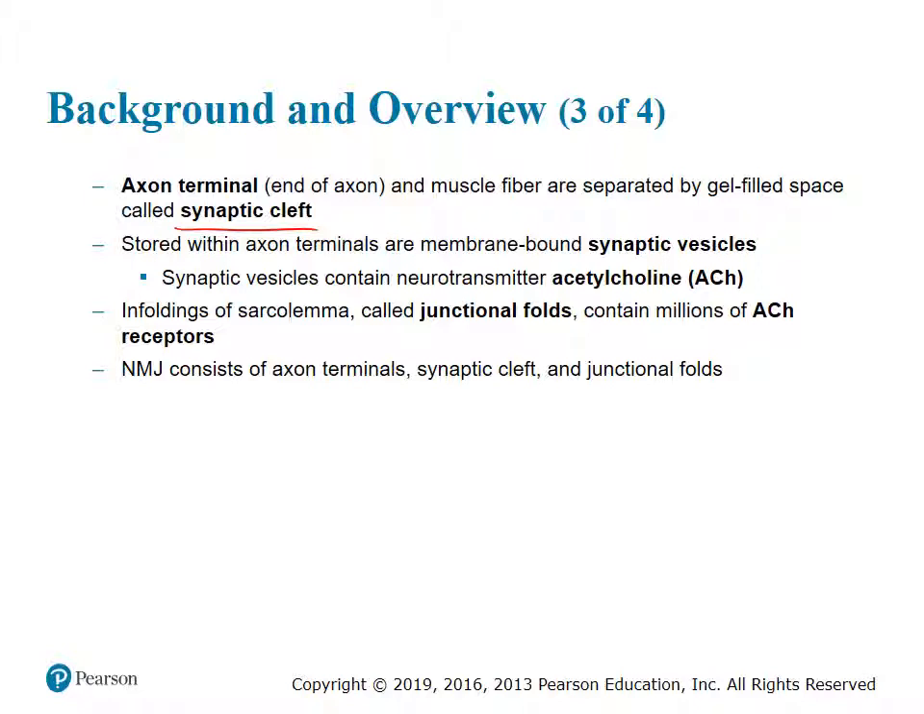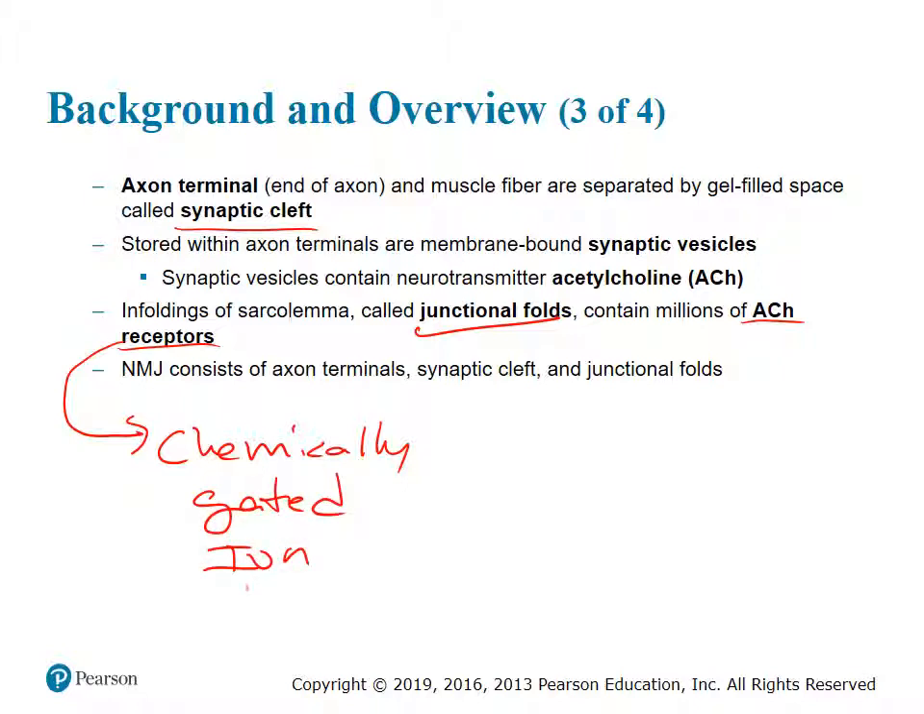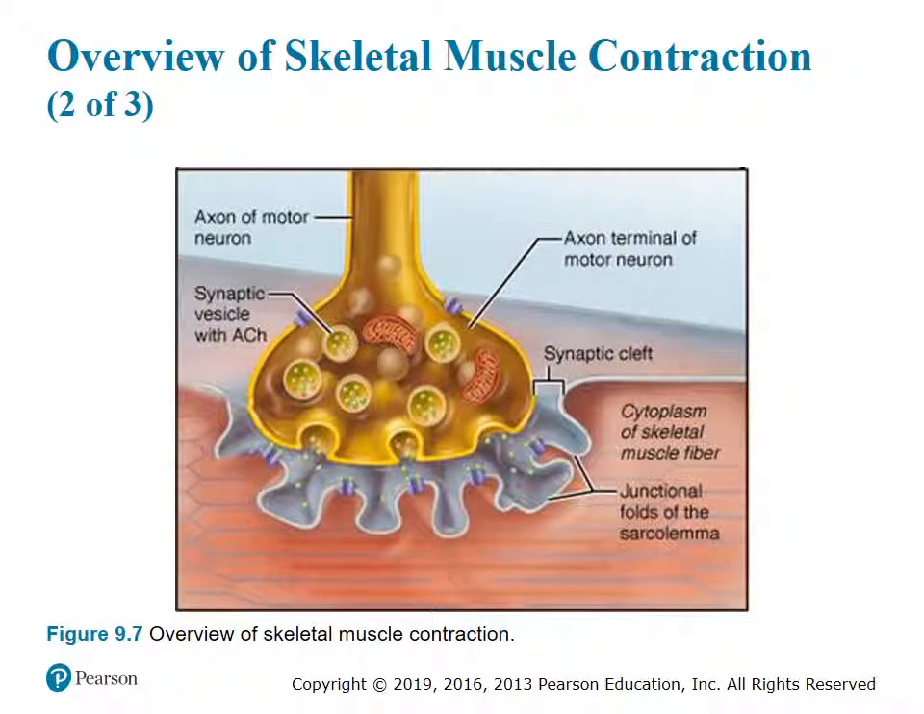On the other side, on the sarcolemma of the muscle fiber, we have these folds called junctional folds. And in those junctional folds, we have a lot of receptors for the acetylcholine. Those are chemically gated ion channels, right? We just saw a picture of a chemically gated ion channel. But that's on the muscle side. And all this stuff that we're talking about all together is part of the neuromuscular junction. Okay. So let's take a look at a neuromuscular junction.